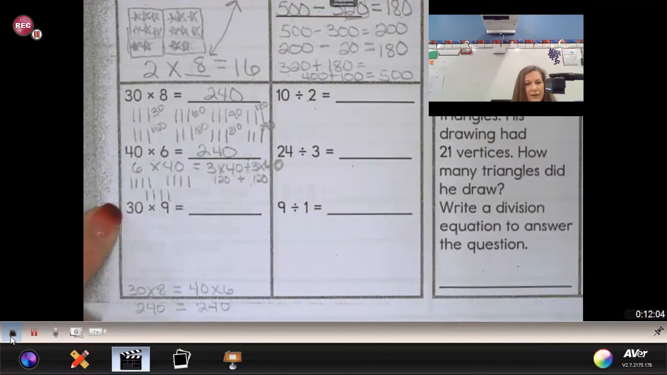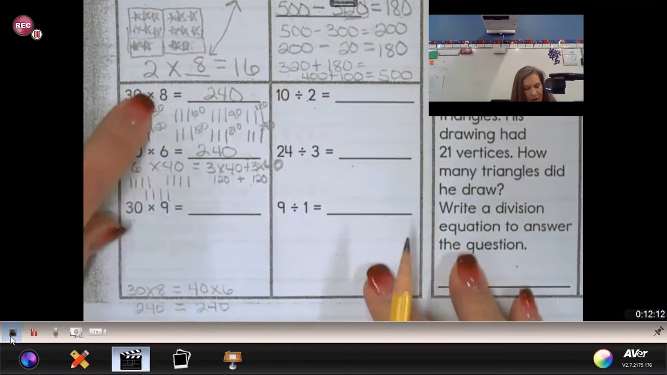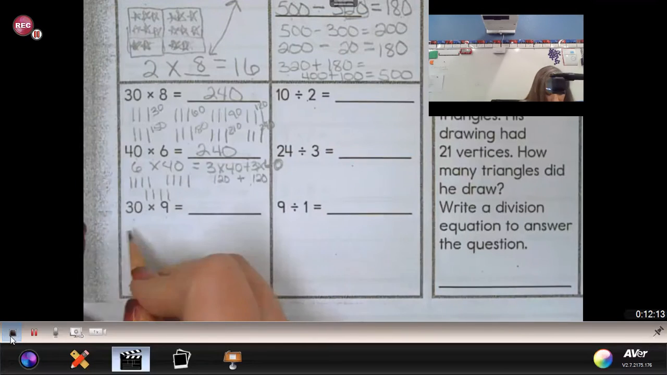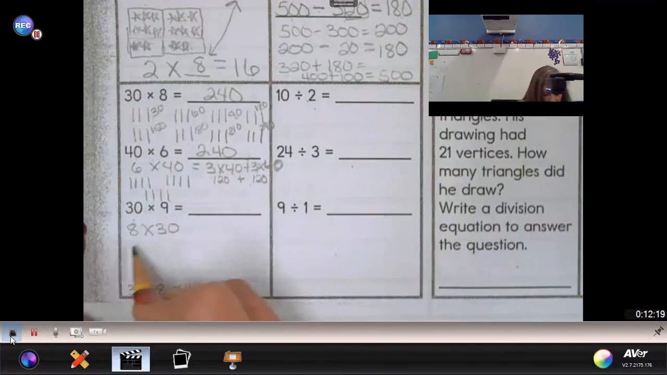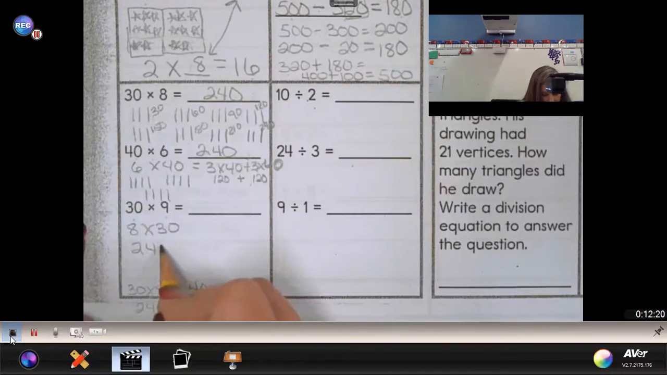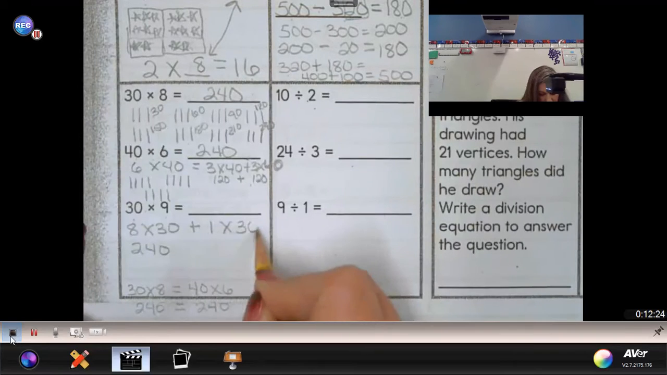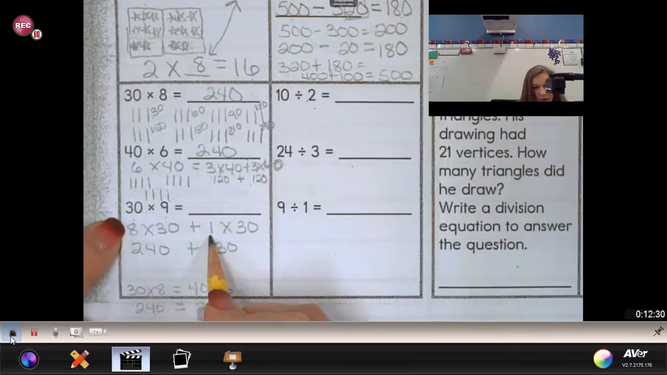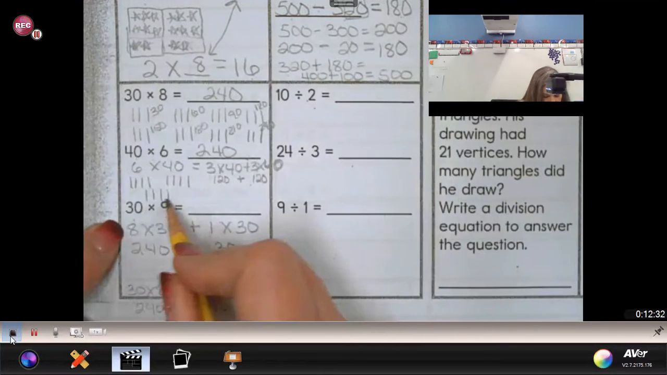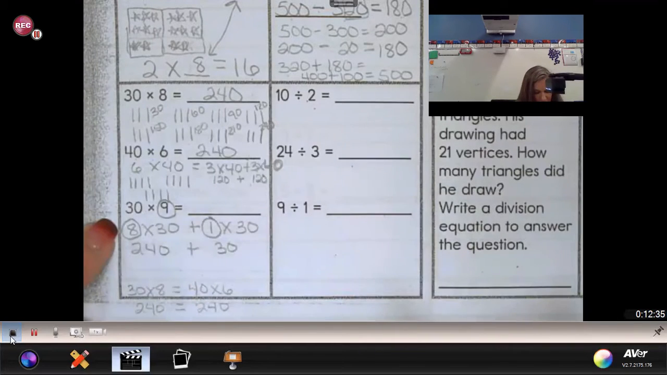Now, let's take this next equation, and it's 9 groups of 30. We just did 8 groups of 30 up here. So why not use this 8 groups of 30, which was 240, and then use our understanding of the distributive property to add one more group of 30. So if I add one more group of 30, which makes 9 groups of 30 now, this 9 groups of 30 is made up of 8 groups and one more group of 30.